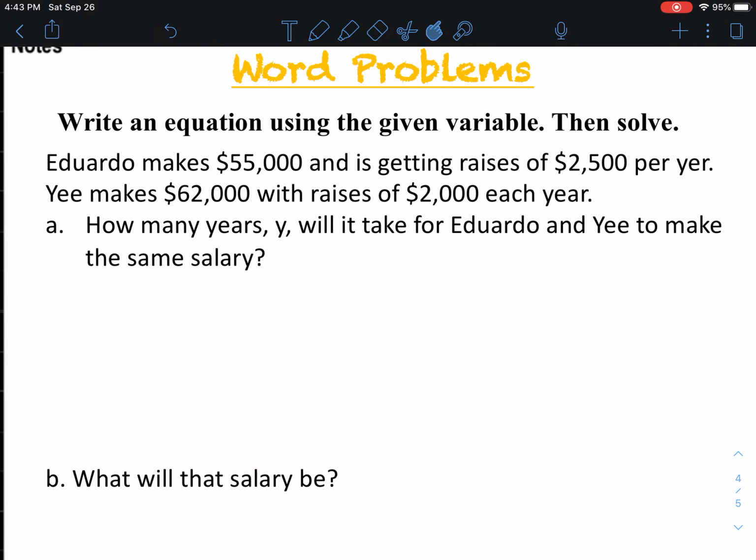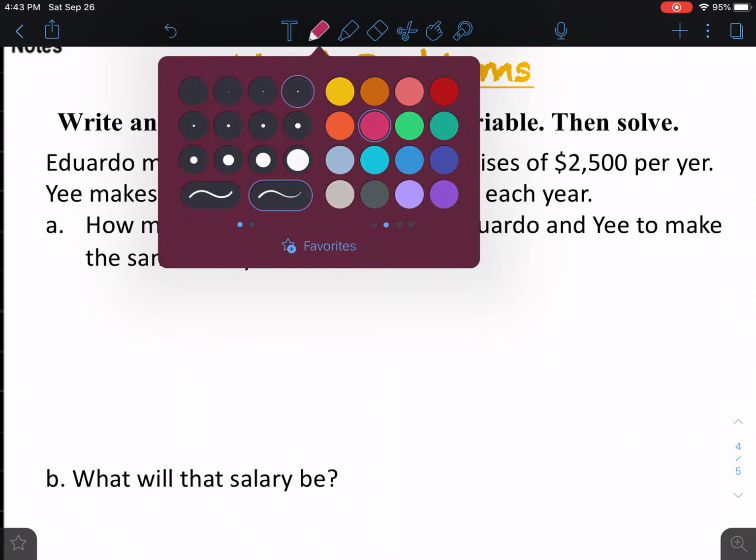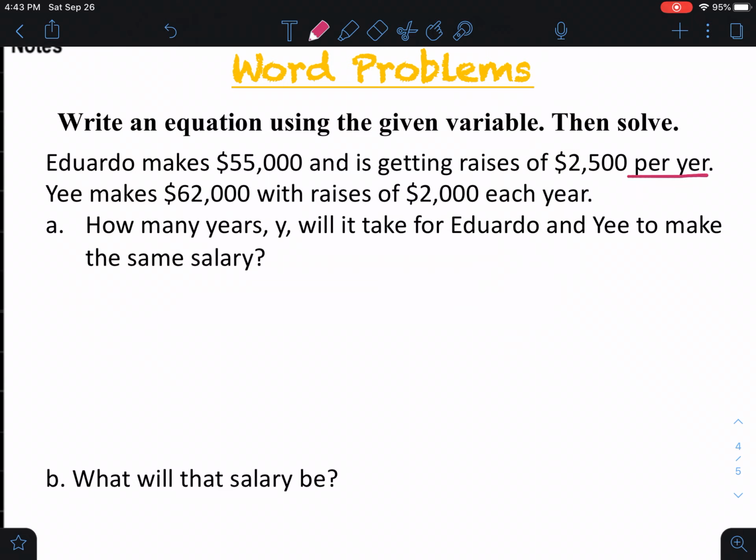All right, so same directions. And here it says Eduardo makes $55,000 and is getting raises of $2,500 per, well, that should say year, per year. And Yi is making $62,000 with raises of $2,000 each year. Okay, after how many years, Y, will it take for Eduardo and Yi to make the same salary? So we want to know when they're the same. So let's take a look at Eduardo first.